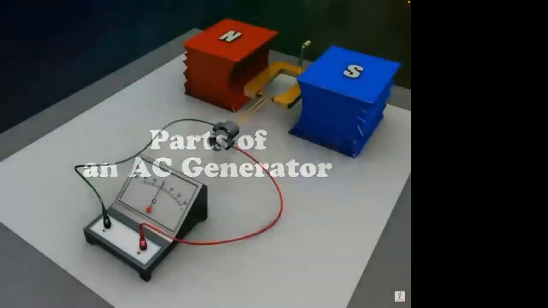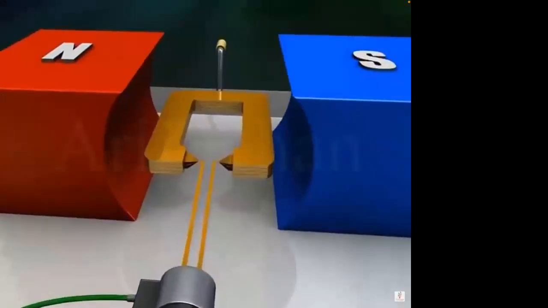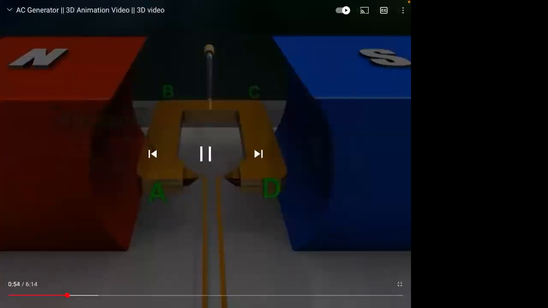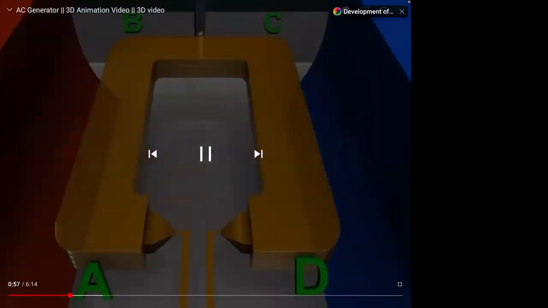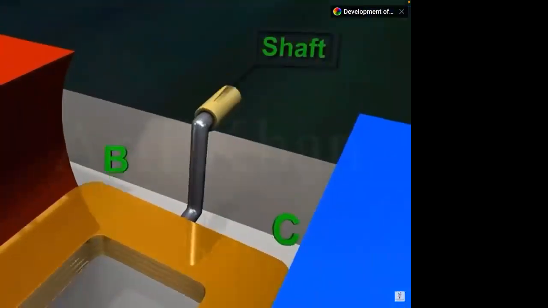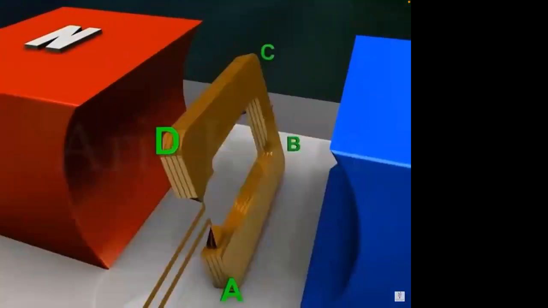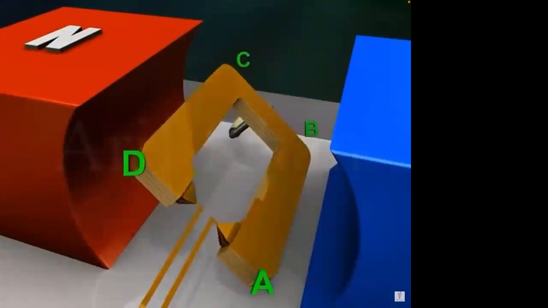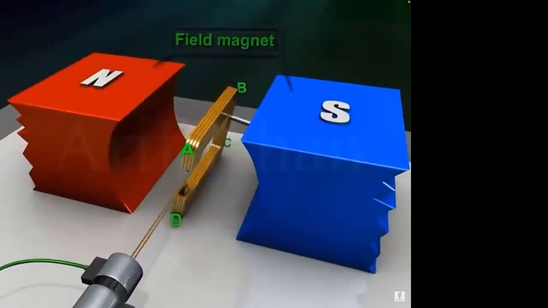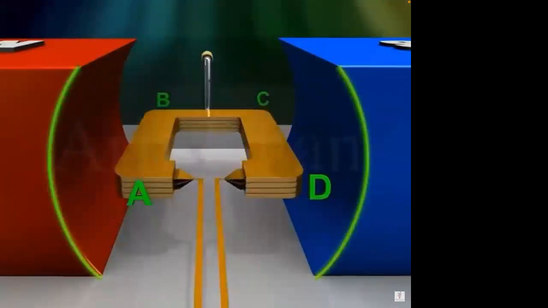Parts of an AC generator. An AC generator has an armature ABCD, which is called the armature coil, and you have two magnetic poles in the shape of a concave crescent, which produce the radial magnetic field. It is a rectangular coil with many turns wound around a soft iron core. A shaft, it can be rotated rapidly. A field magnet, it may be a strong permanent magnet with concave poles.